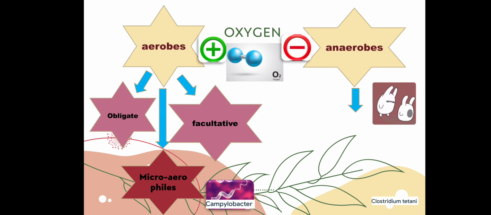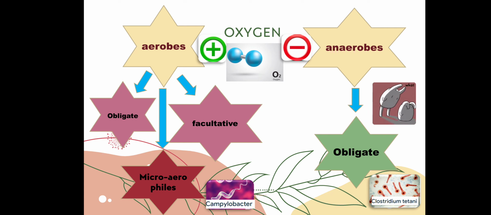Campylobacter is an example of a microaerophile. Under anaerobes, there comes Clostridium tetani. Tetani means tetanus, and this bacteria is an obligate anaerobe. It strictly doesn't require oxygen to survive, or else it would die if it has any contact with oxygen.